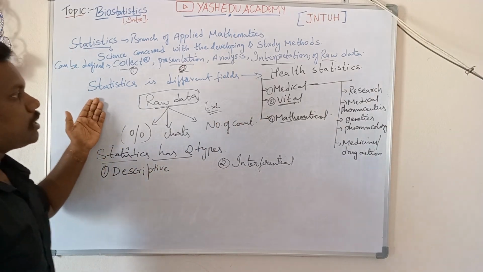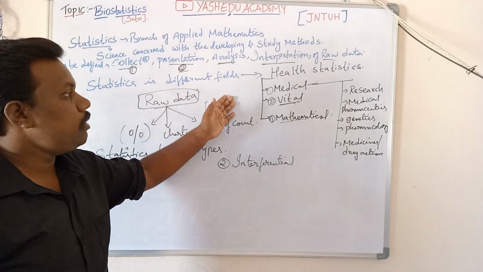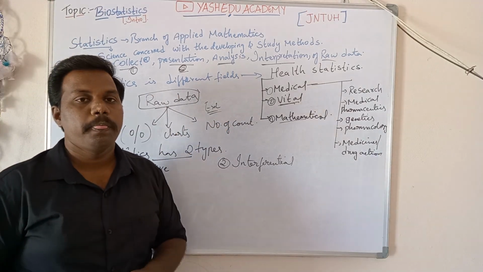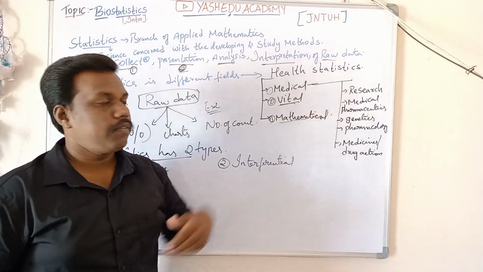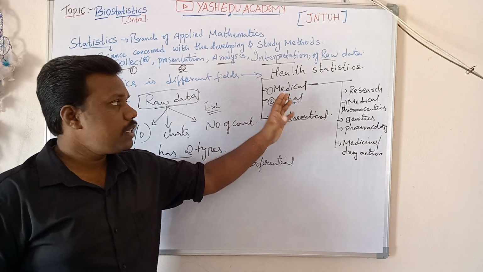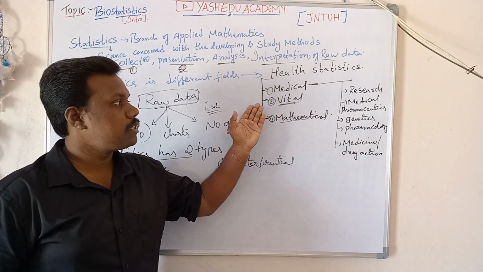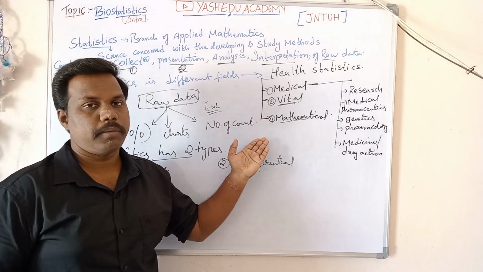Statistics can be used in different fields. When it is used in the science field, that is called health statistics. Health statistics is classified into three types: medical, vital and mathematical.